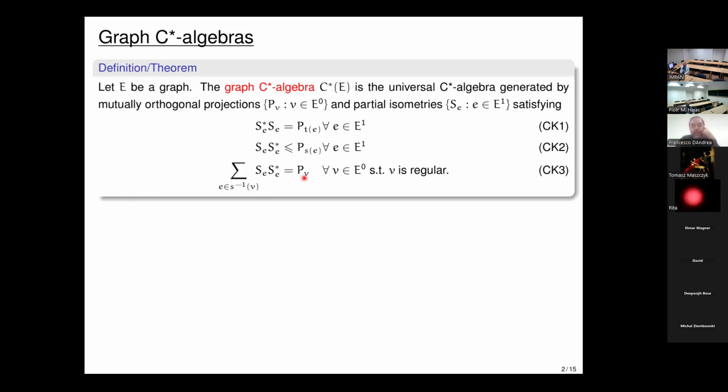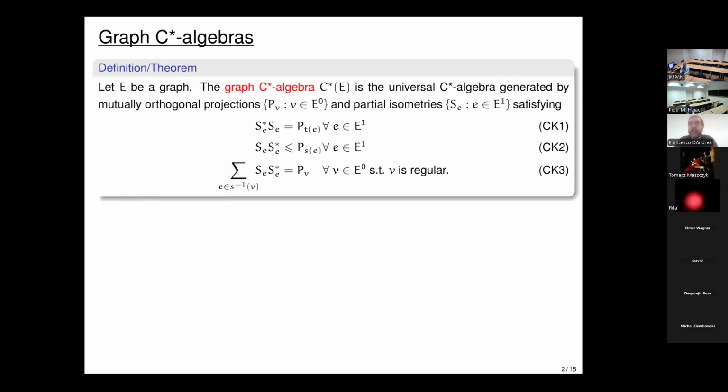So if the vertex is regular, the relation CK3 implies CK2. So CK2 is not necessary for regular vertices. If the source of the edge E is a regular vertex, so if the source is not an infinite emitter, then CK2 follows from CK3. Otherwise, this is an additional condition that you have to impose.